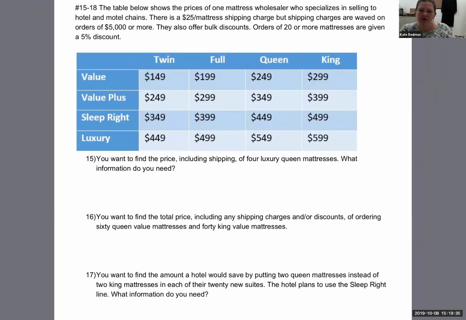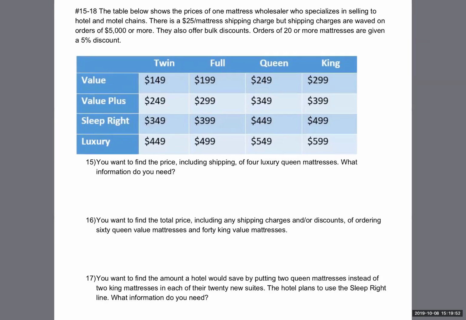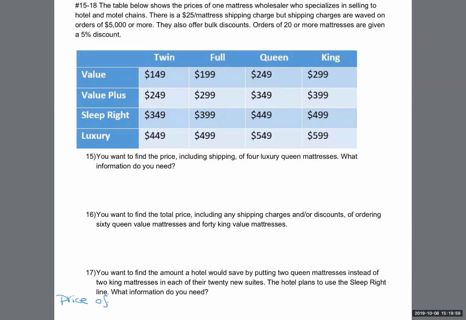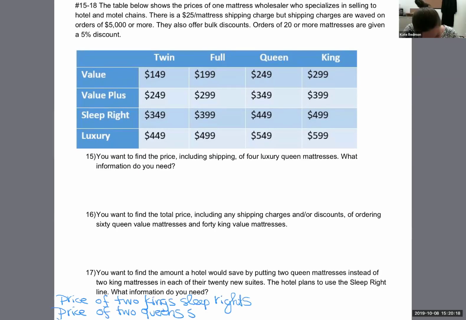So 17, you want to find the amount a hotel would save by putting 2 queen mattresses instead of 2 king mattresses in each of their 20 new suites. The hotel plans to use the Sleep Right line. What information do you need? You need the price of 2 queen mattresses and 2 king mattresses, and then subtract. So the price of 2 kings, the price of 2 queens. Now you said you wanted me to subtract those. What's the math word for what I get when I subtract these 2 things? The difference. The difference in their price.